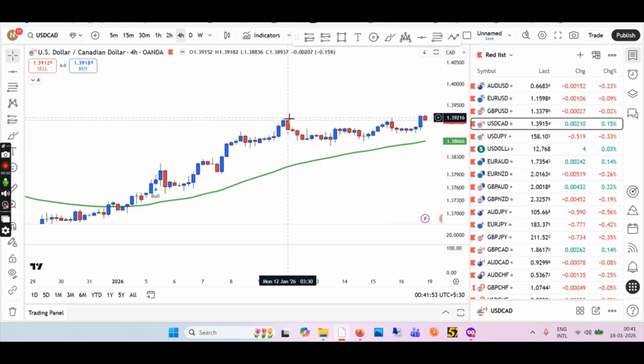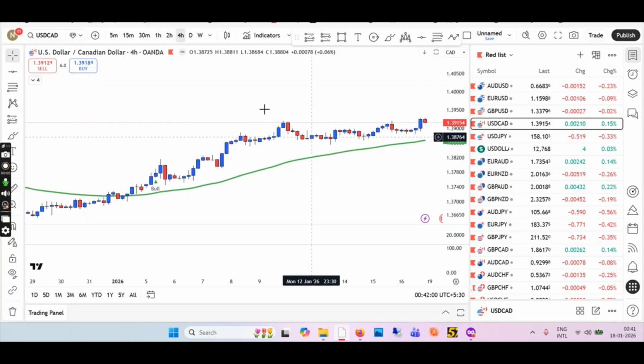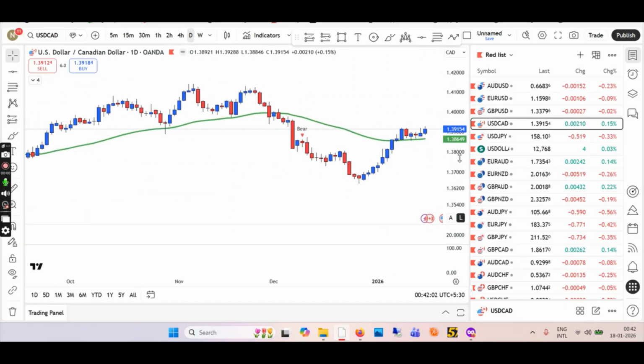Coming back to 4 hour, this is your breakout. Look for longs. That's it. Okay. Look for longs. Why would I tell you everything for free? So look for longs in USDCAD for now.